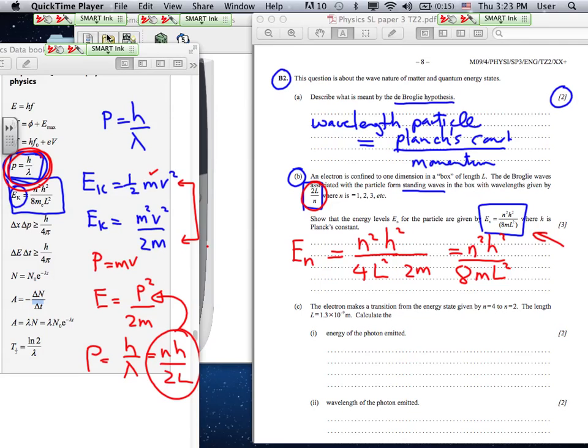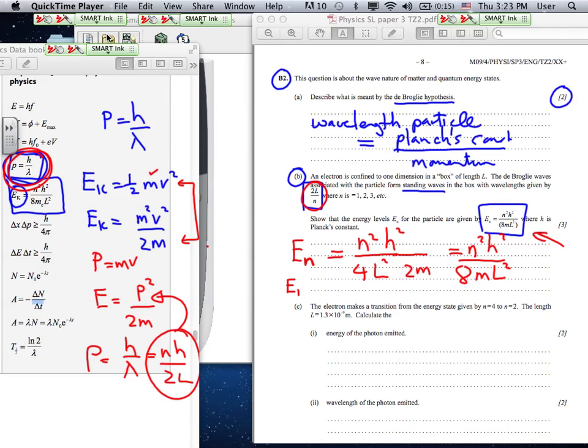Now that gives the energy of an electron at a specific energy level. This n is your natural numbers. n is equal to 1, n would be the energy level 1, energy level 2, and so forth.